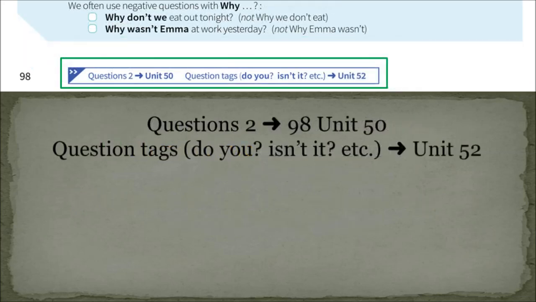Questions 2. Unit 50. Question tags. Do you? Isn't it? Etc. Unit 52.